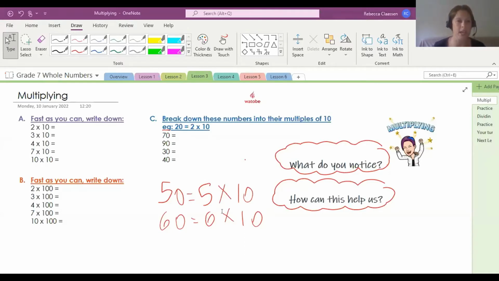As fast as we can, you're going to write down the answers for A, B, and C that you can see on your screen.